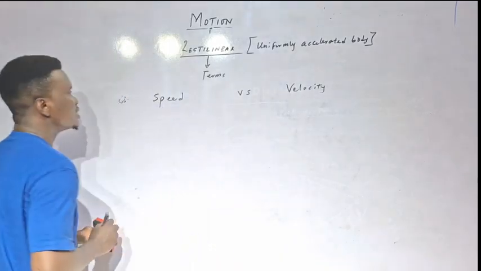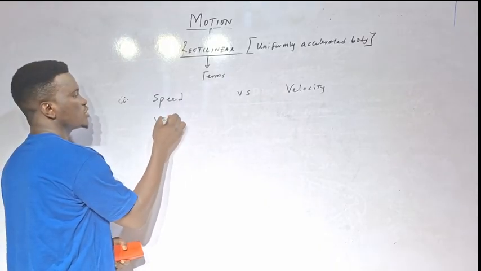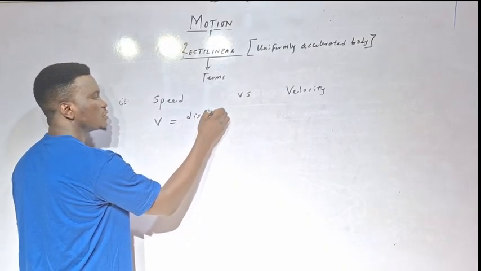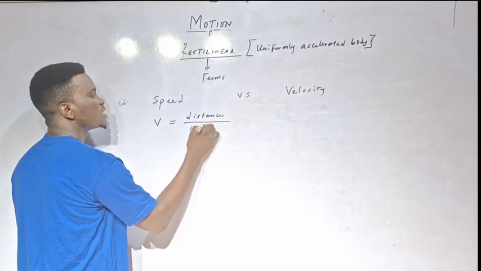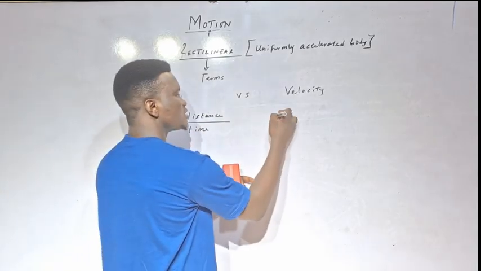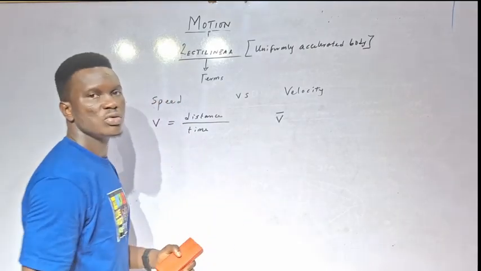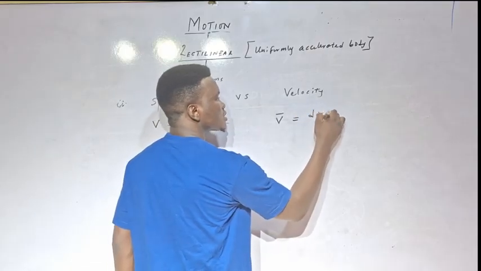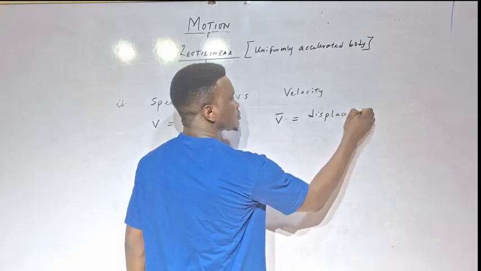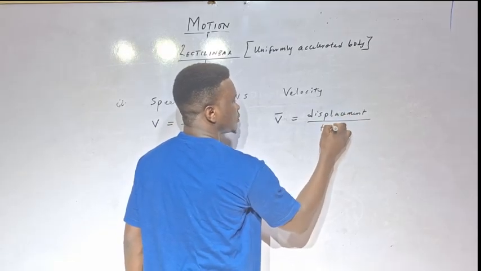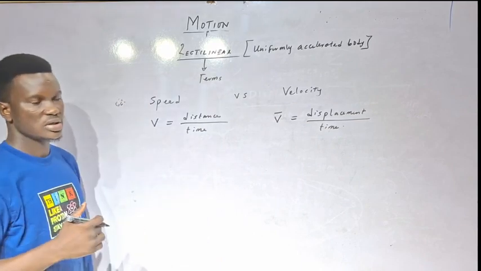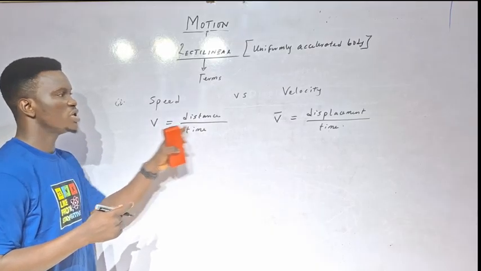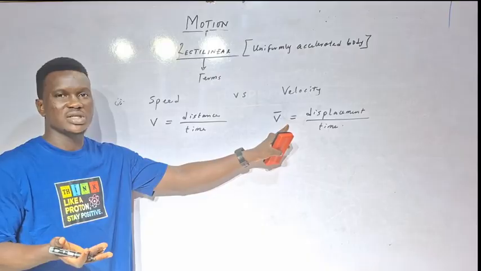So speed, I will use just V, is represented as V. It is defined as the distance covered in a given time. That is speed. While velocity, I'm putting a bar to mean that it's a vector quantity, is the displacement in a given time. Which means that sometimes I can do calculations and the speed will be different from velocity. They might not have the same answer.